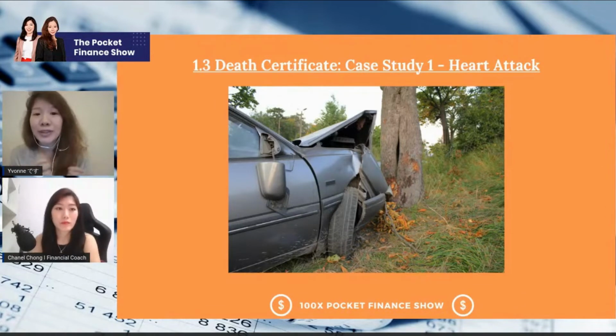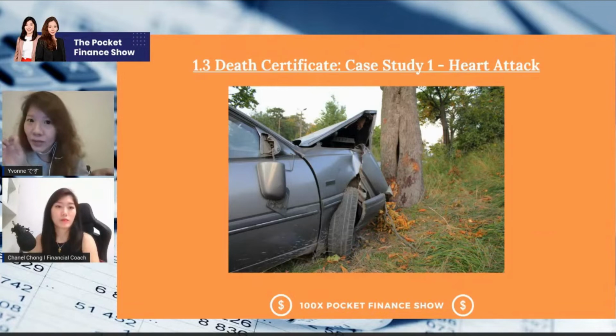Why we share this case is because it's based on the death certificate, based on what the doctor says, not what you say, what I say, what everyone says. No, it's based on what the doctor says. So the doctor's report is very important. What the doctor writes in the report, and what is sent into the death certificate, is very important. Say the doctor says this guy had a heart attack, then could not control and banged into the tree. So the cause of death is heart attack.